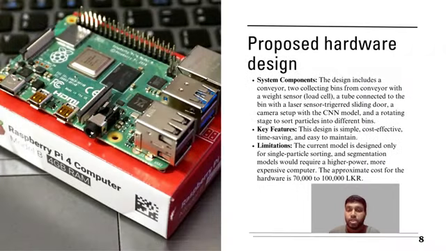So let's discuss the system components. It includes a conveyor, two bins from the conveyor with a weight sensor, which means the load cell, a tube connected to the bin with a laser sensor triggered sliding door, followed by a camera setup with the CNN model and a rotating stage to sort particles into two different bins.